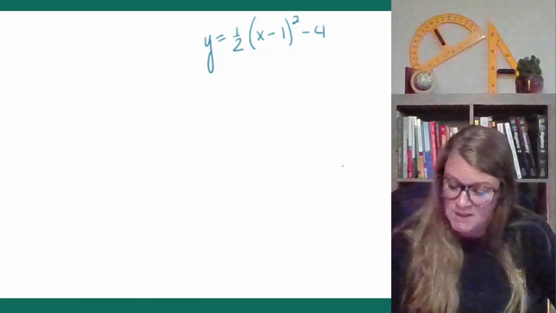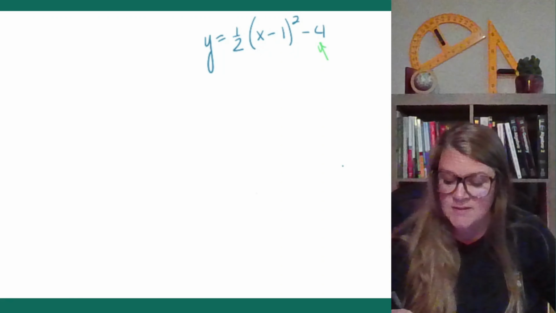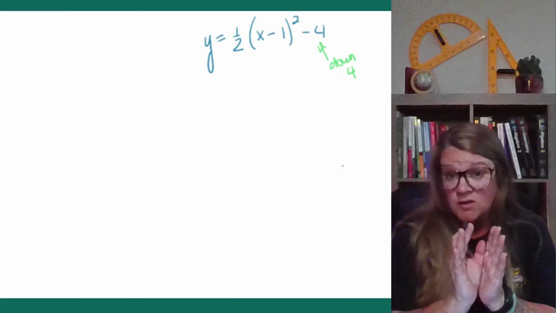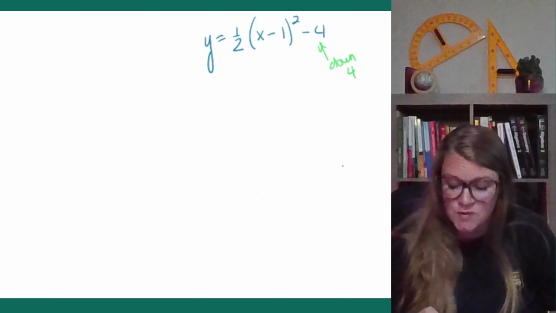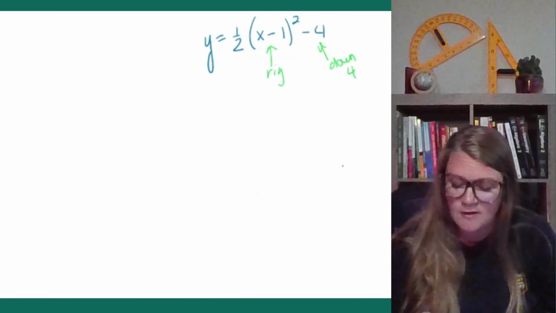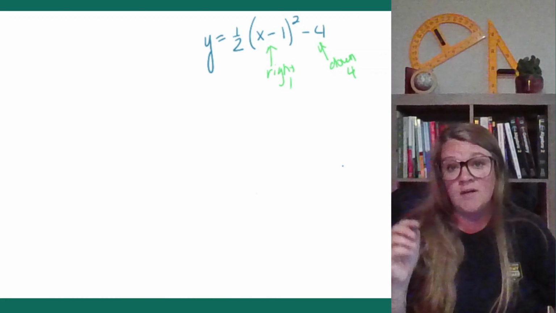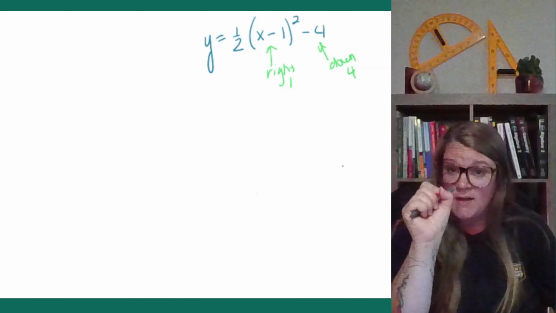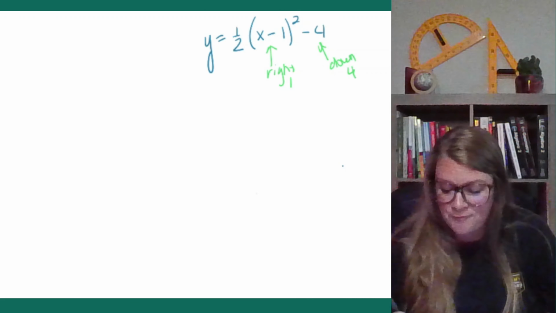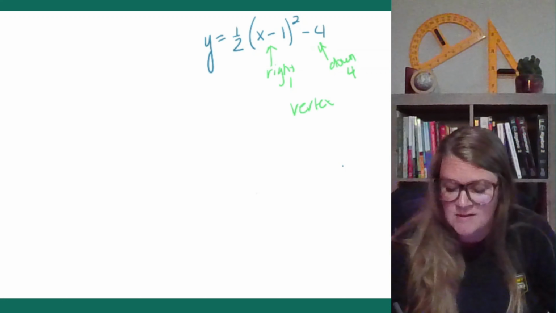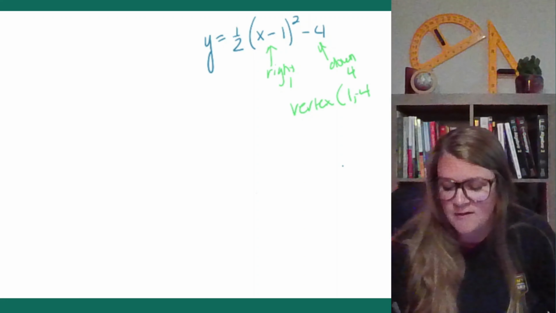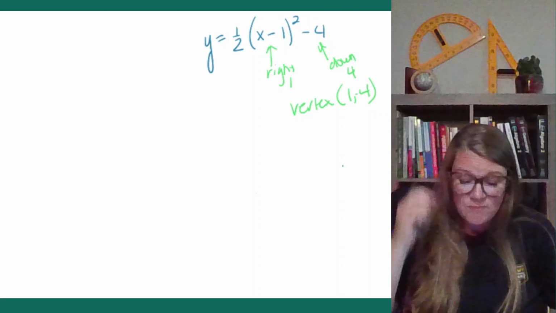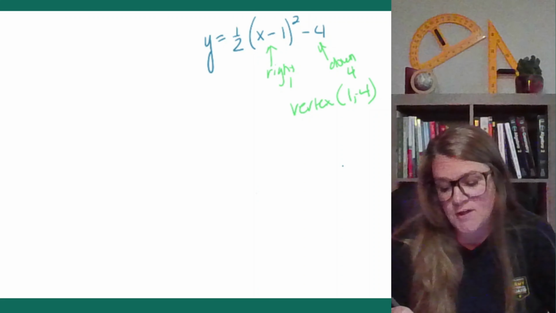Okay, so the first thing that I know is that this is going to be moved down 4. The parent function is not going to be at the origin. It's going to be moved down 4, but it's also going to be moved to the right 1. Right 1, down 4. Now, that tells me what my vertex is. Instead of being at the origin, I'm going to the right 1 and down 4. That means that my vertex is at the point (1, -4). Over 1 to the right and down 4, that is my vertex.